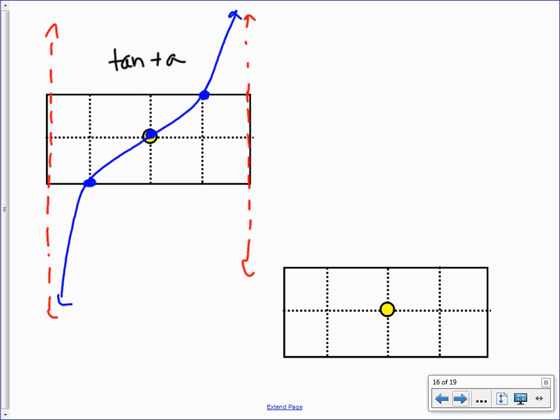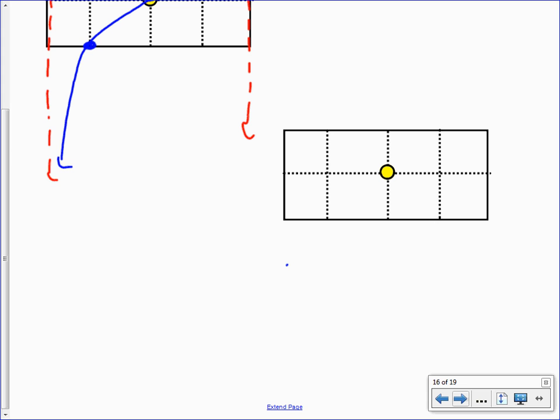How about a tangent with a negative A? Will the negative change our asymptotes? No. Okay. We're still going to have a point in the middle, but then what's going to be different? It should fall, so I should have points here and here.